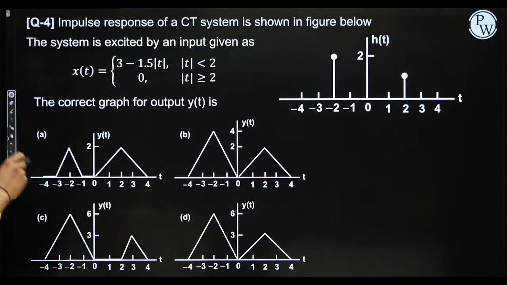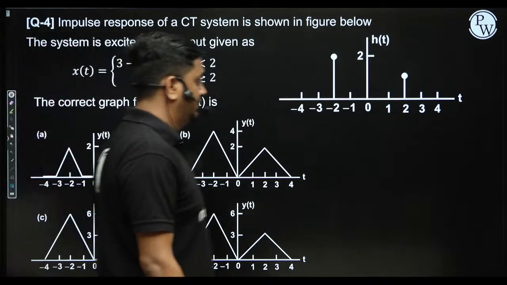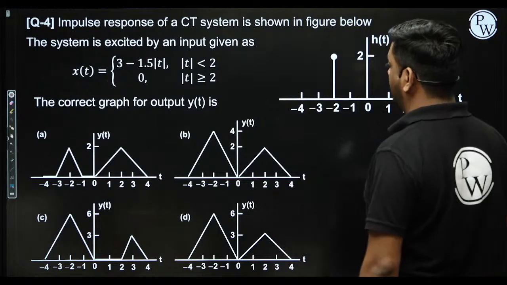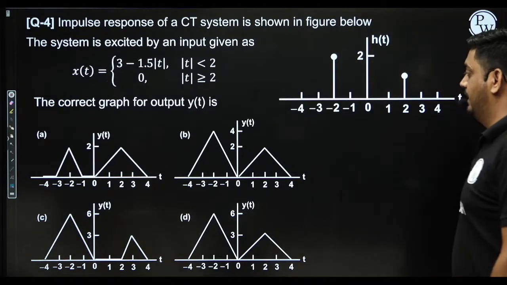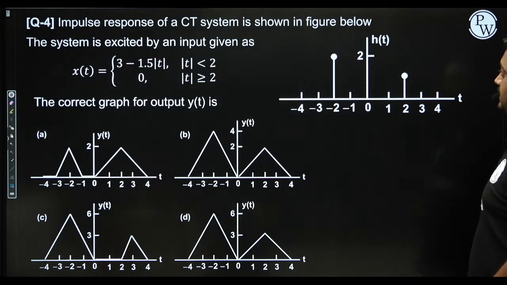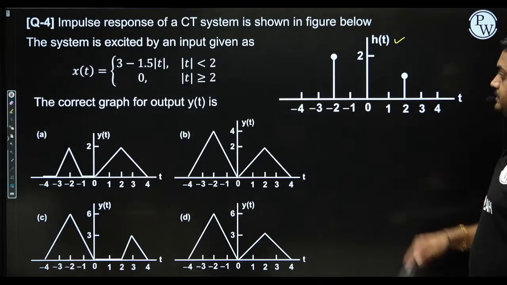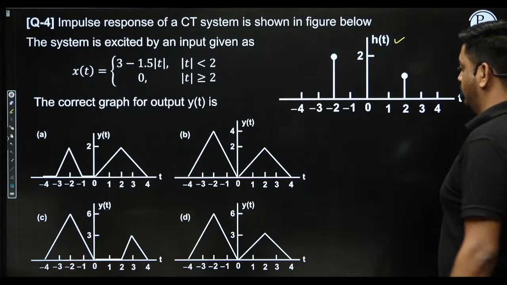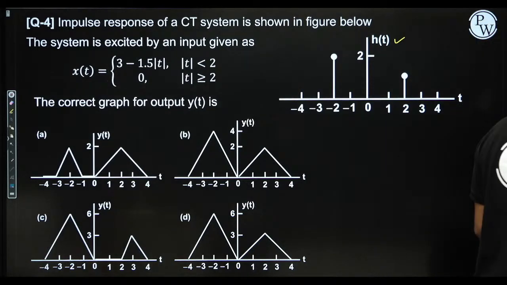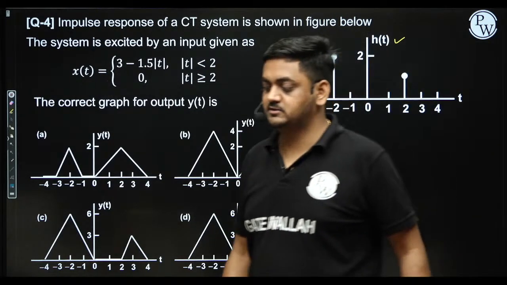This is also a very good question, guys. X of t convolution with h of t. The impulse response of a continuous LTI system is shown in the figure. The system is excited by an input signal; for this LTI system, the input is given. The correct graph for the output y of t is dash. Now tell me which option is the right answer for this question.